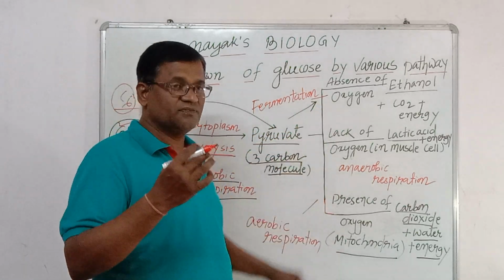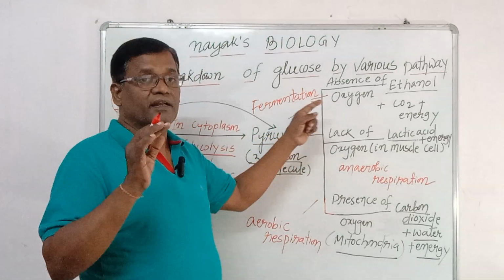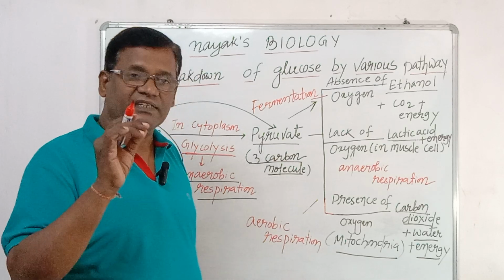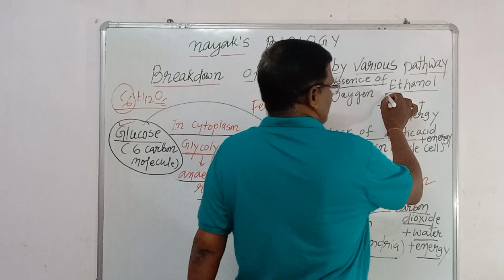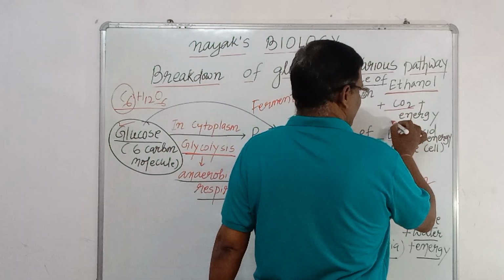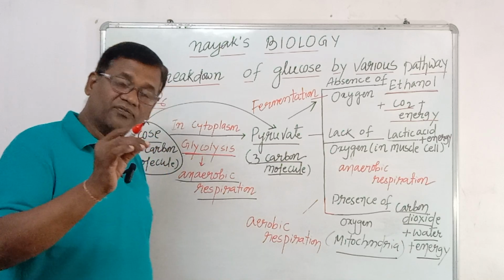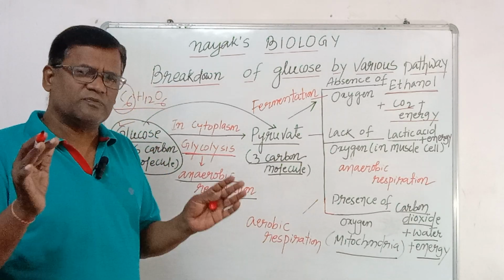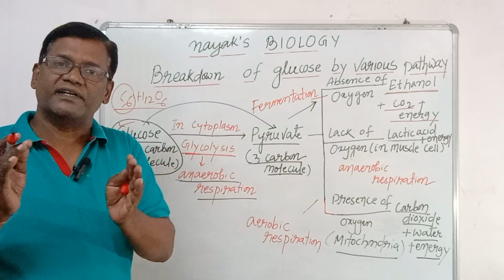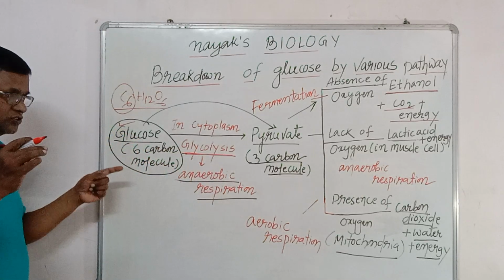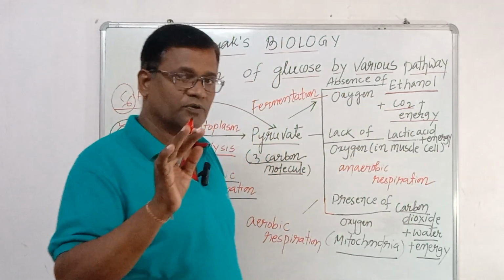First we will see the condition of total absence of oxygen. In the total absence of oxygen, it occurs in the yeast by different types of enzymes, and it forms ethanol, carbon dioxide and energy, because energy is a common product of the respiration. We know the simplest definition of respiration: the breakdown of food material to liberate energy. Food here is glucose. What is the product? Energy. In every step the energy will be produced.